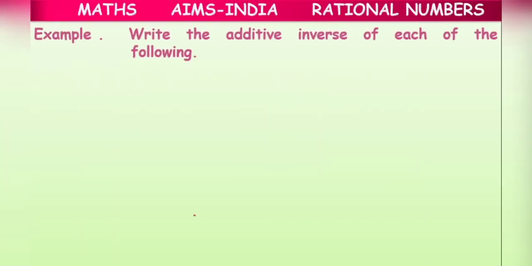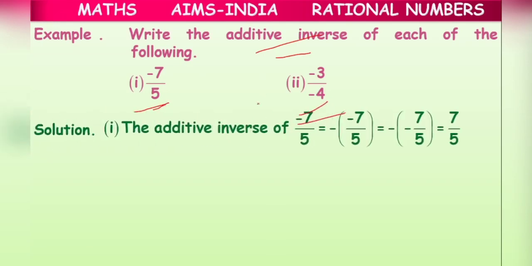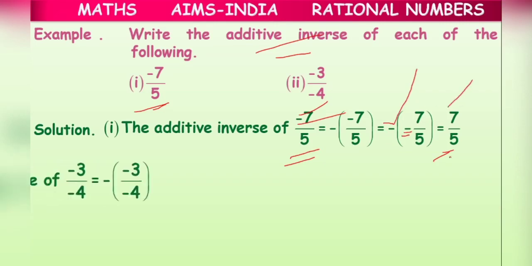Next, another example. Write the additive inverse of each of the following. So minus 7 by 5, minus 3 by minus 4. What is the additive inverse, children? Additive inverse means we just have to change the sign. How to change the sign? We have to multiply with a minus symbol. So then what will it become? Already we have minus inside, so it will become plus, positive.